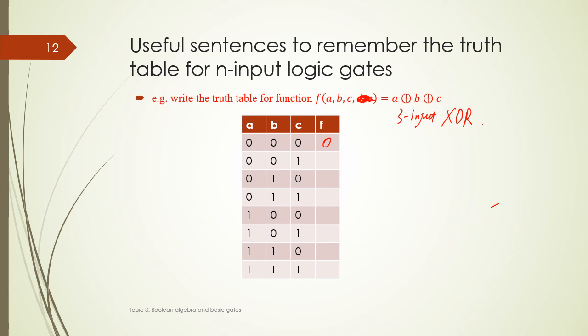We got a 1 here. So we put a 1. That's an odd number. This is also odd. So we put a 1 here. We got 2 ones here. That's even. So put a 0. This is odd. Even, odd. So the truth table should look like this.